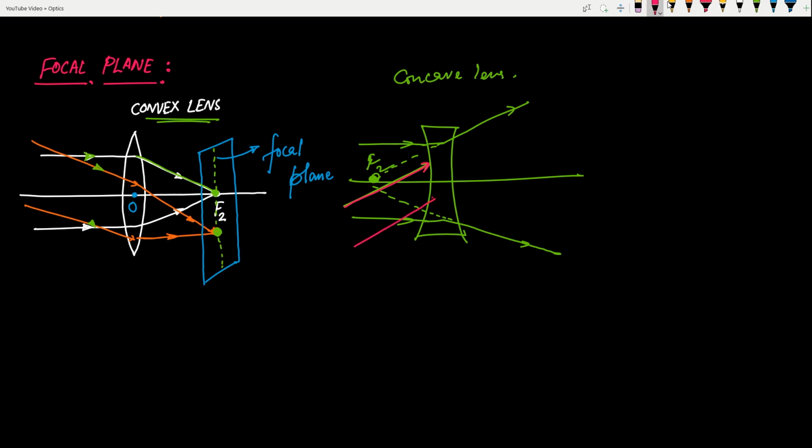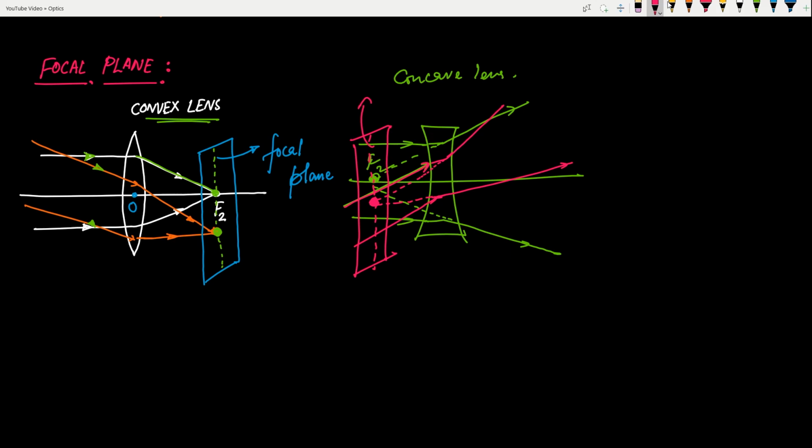okay, then what will happen? Then after refraction it will diverge like this, and this will diverge like this. Okay, and if we extend this back, then these two rays will meet at a point in such a way that these two points lie on the same plane, and this plane is known as the focal plane. I hope this much is clear. Simple as that. So this is all about the terms that are important for lens and that you need to understand. If you understood these terms, then you're good to go.